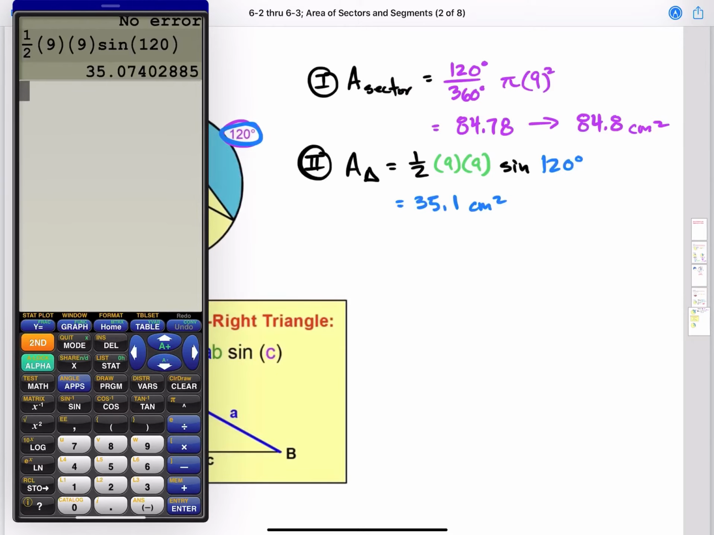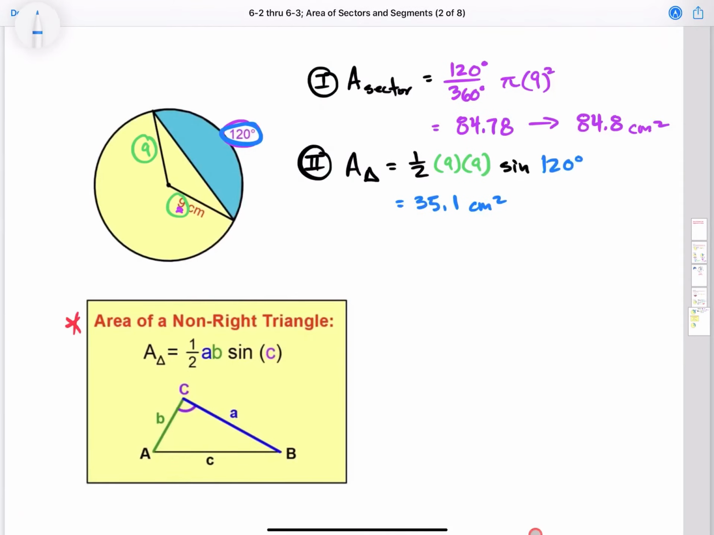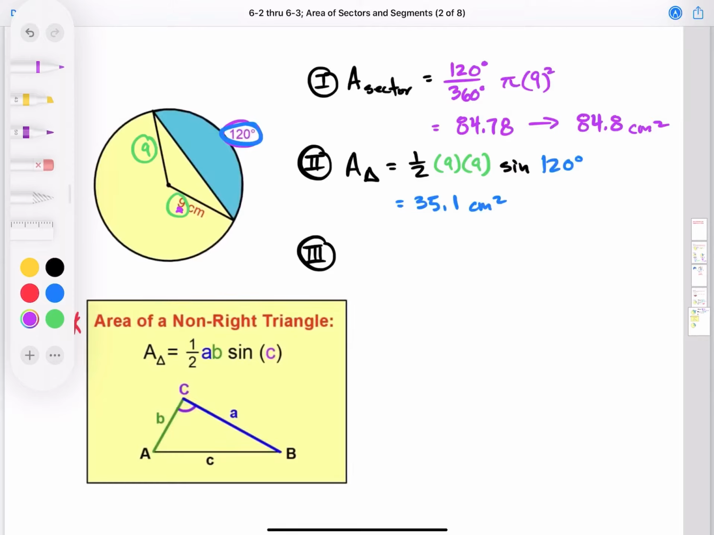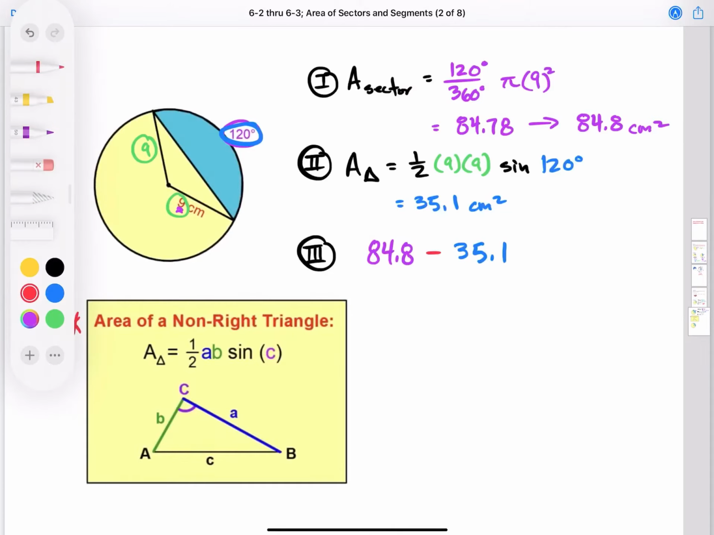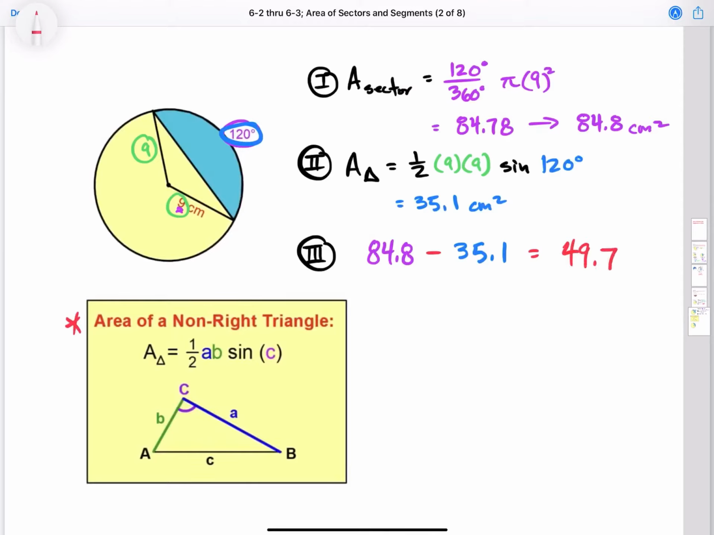Okay, now that we have the area of our triangle, we're just going to subtract the two. So we're going to take the area of the entire sector, which is 84.8, and we are going to subtract it with the area of our triangle, 35.1, and that's going to give us our final area of approximately 49.7 centimeters squared. All right, let's try one more just for good measure. Make sure that we know what we're doing here.